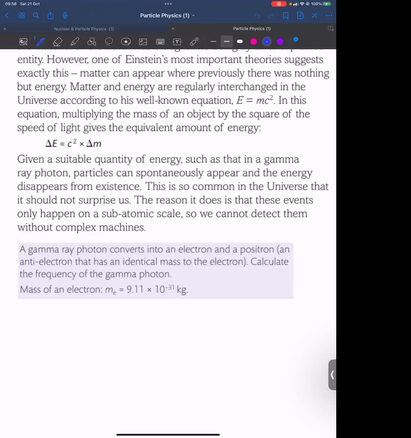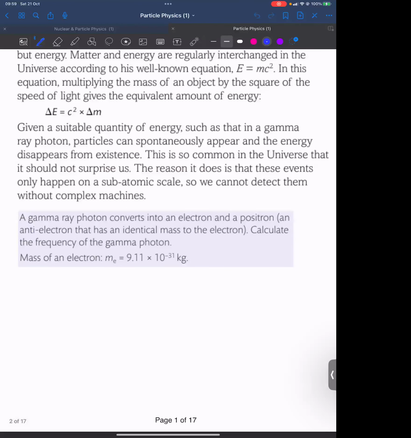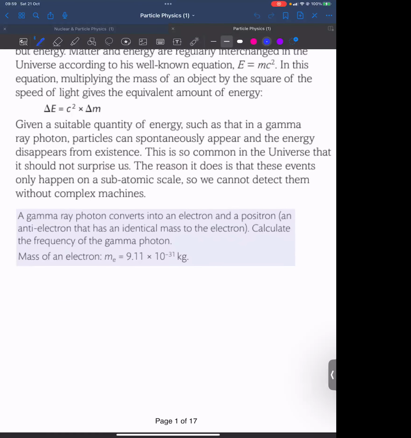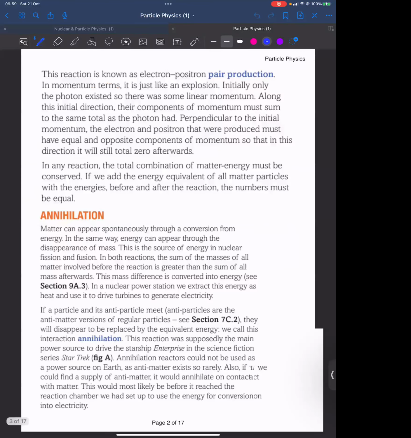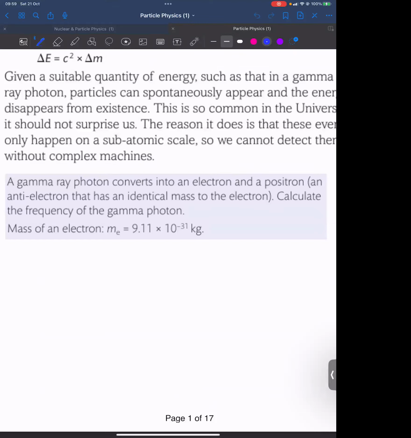Calculate the frequency of the gamma ray photon. The mass of the electron is given as 9.11 into 10 to the power minus 31 kilogram. Can you do that? A gamma ray photon converts into an electron and a positron. Calculate the frequency of the gamma ray photon.